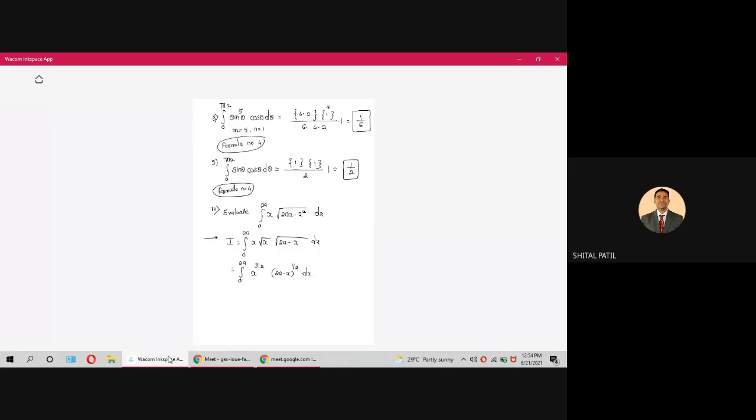Can anyone tell me what should be the substitution? So that the limit 0 to 2a is converted into 0 to some angle, maybe pi by 2, pi or 2 pi. Yes, what should be the substitution? You might have studied in 12th. x equal to, this will work, we'll check. x equal to 2a sin theta. So what is the dx?